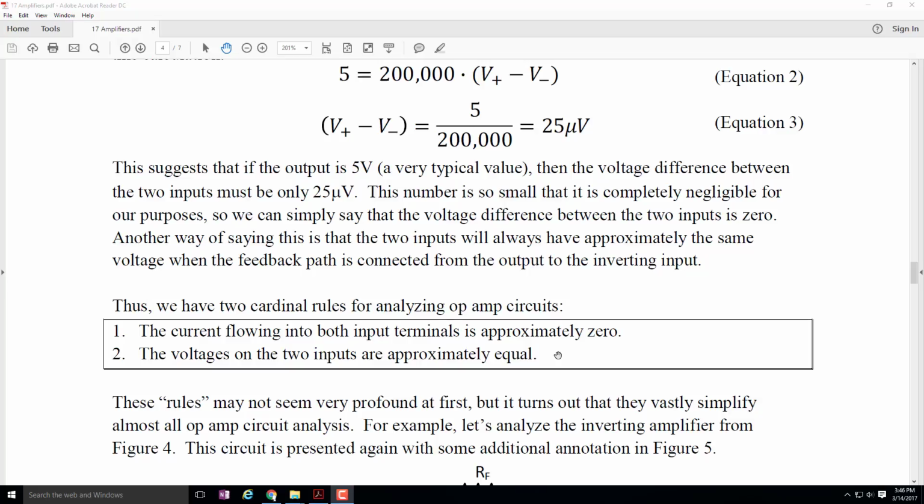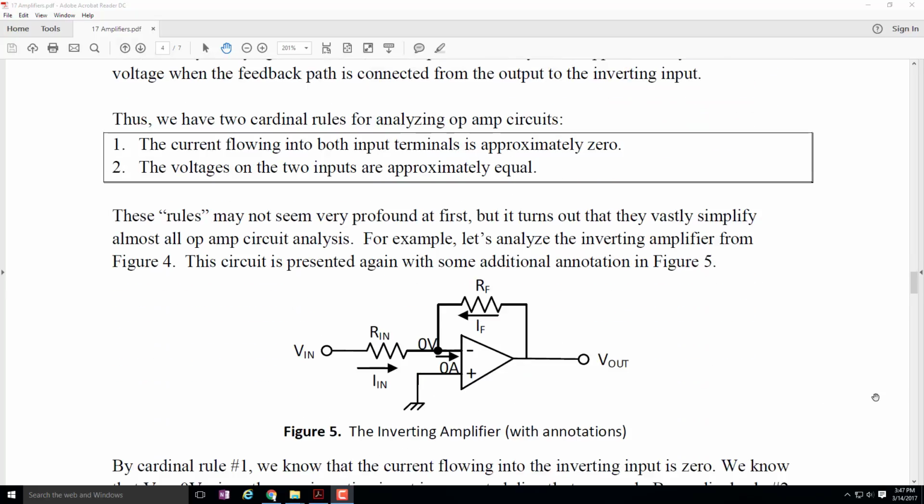And the second one was just derived from equations 2 and 3. The voltages on the 2 inputs are approximately equal to each other. That second one is really only true if you have an appropriately connected feedback path, but for all of our circuits we always will. So that second cardinal rule will always be valid.